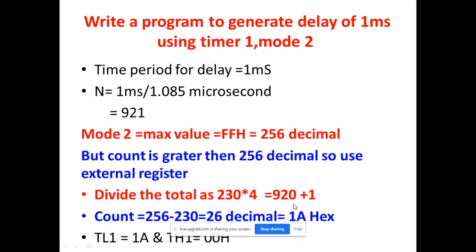Now you write the program, and while writing it you are interested in creating a loop that executes 4 times, because we want to generate 921, and for that, 230 into 4 means we want to execute this instruction 4 times, and that's why we are writing the code for maintaining the loop for 4 times.